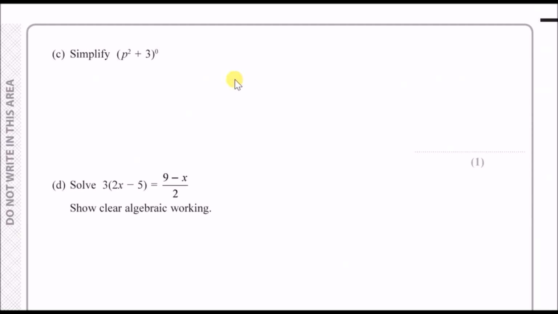All right, part C. Now simplify all of this to the power 0. Well, you don't even need to think. We just have to realize that anything to the power 0 is always 1. Okay, and that's it.